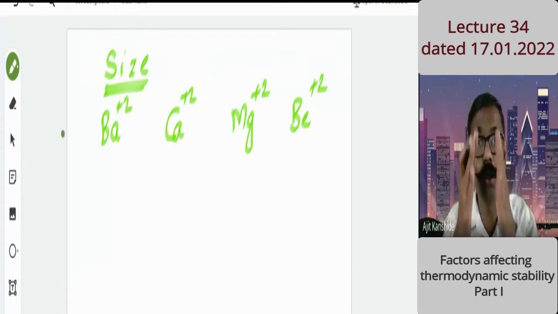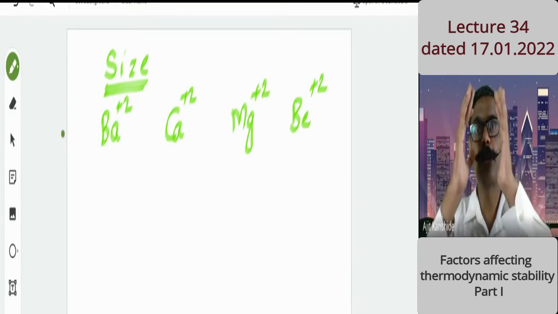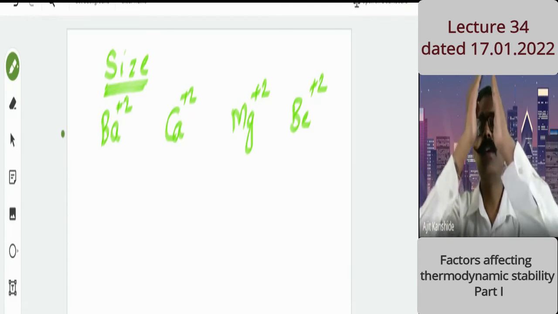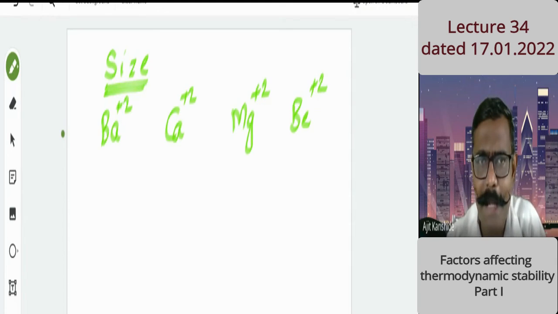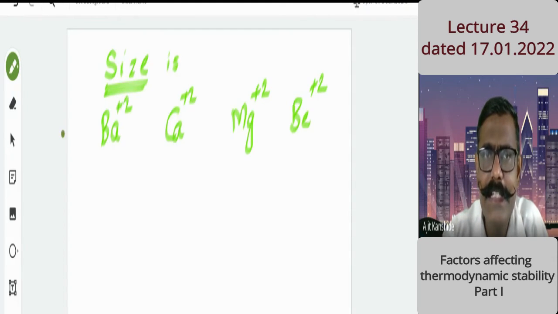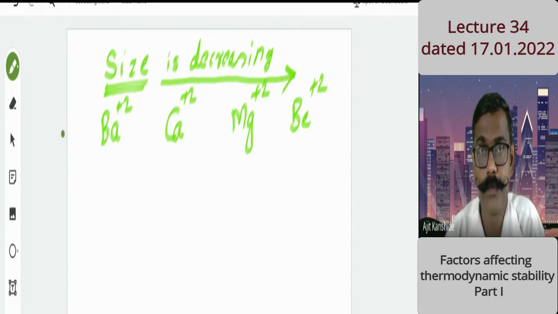As we go down in a group, size increases. So barium is with the large size, calcium somewhat small size, magnesium little smaller, and beryllium further smaller size. So what is happening here? Size is decreasing as I move from barium to beryllium. Students, are you understanding what I'm saying? Yes, sir.